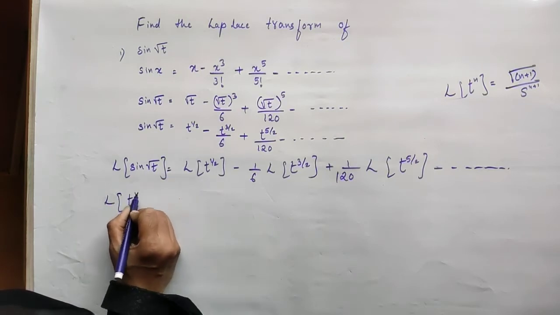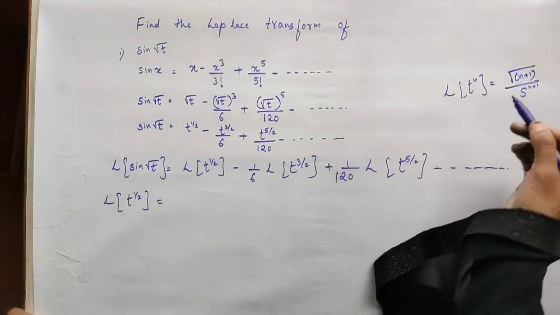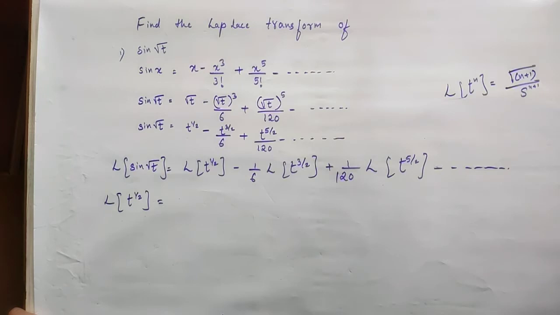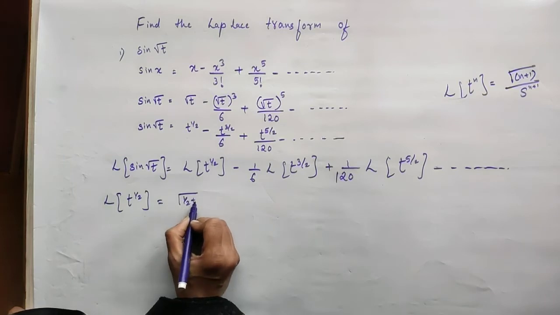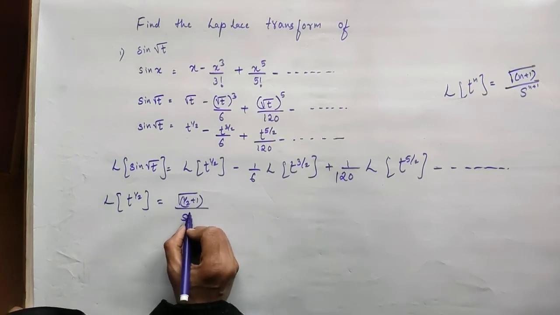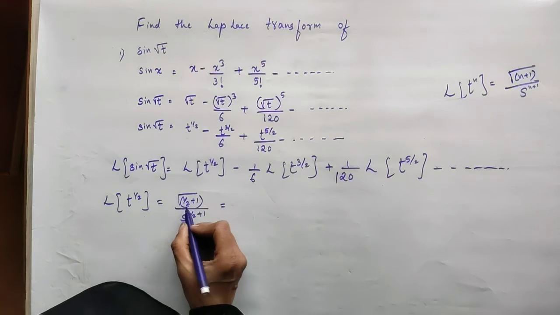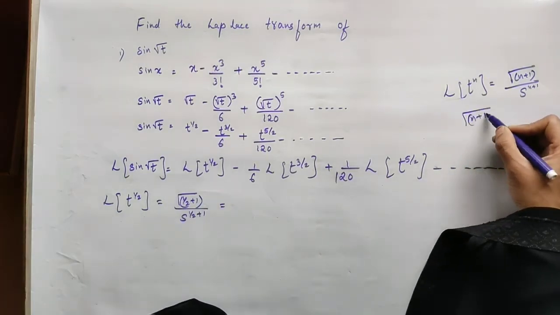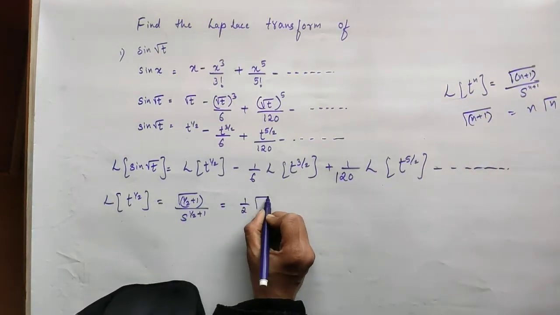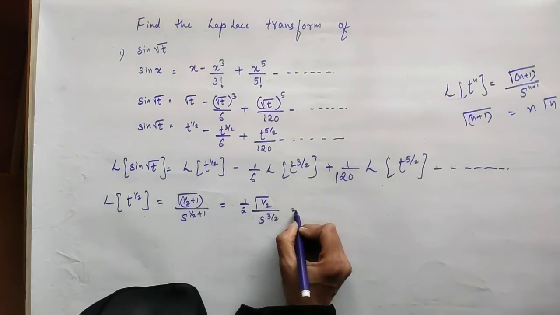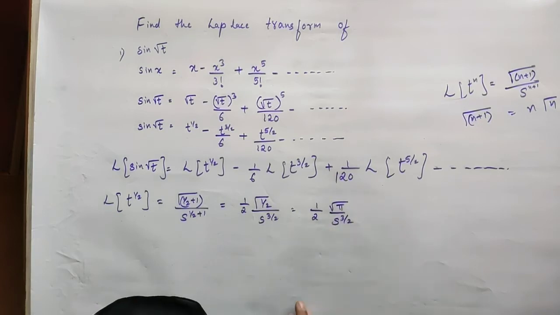So I want t to the power half, and you can use the formula I have already written. The Laplace transform of t raised to n is gamma of n plus 1 over s to the power n plus 1, where n is any real number. Here n is half, so you can write it as gamma of 1 by 2 plus 1 divided by s to the power half plus 1. Again, gamma of n plus 1 can be written as n into gamma of n. Using that concept you can write this as half into gamma of half over s to the power 3 by 2, which is half root pi over s to the power 3 by 2.